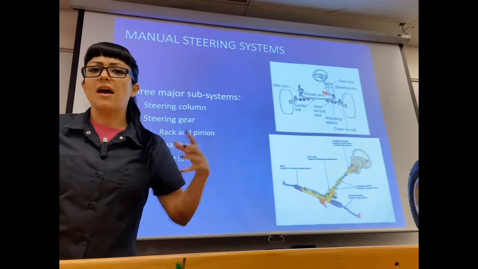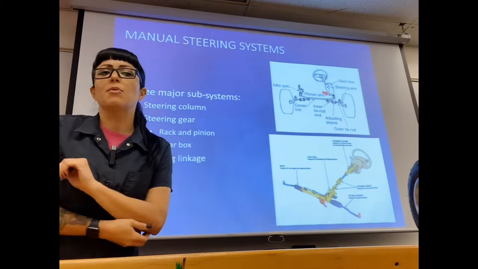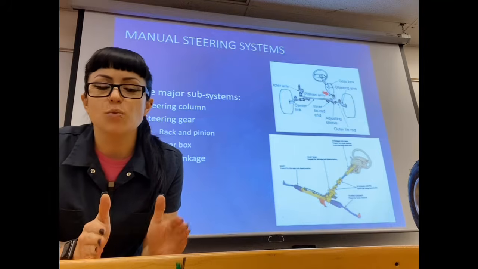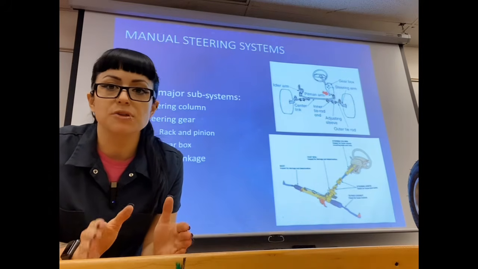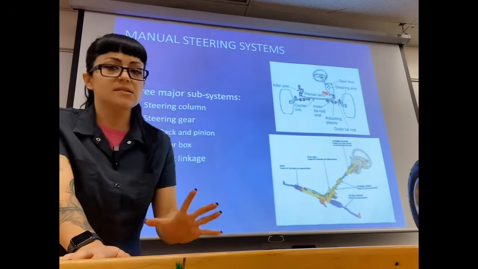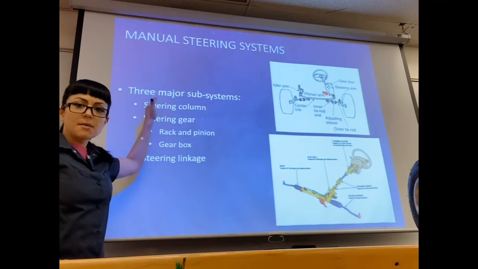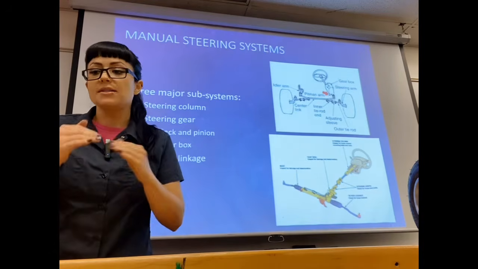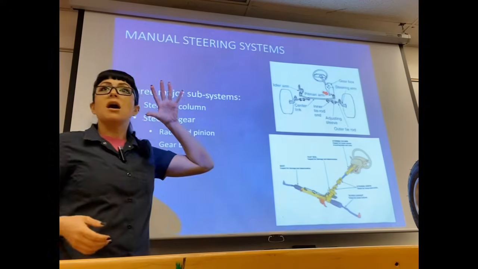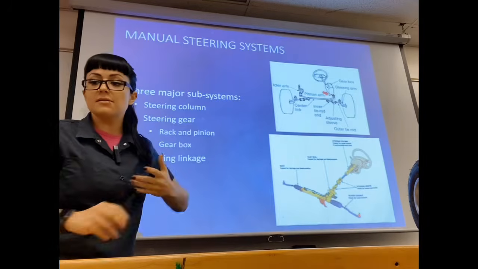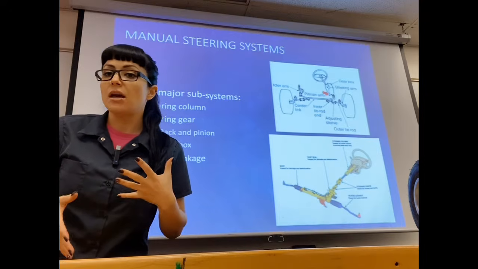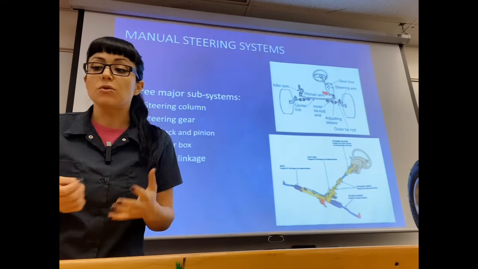Let's start at its basis. If we're talking the most basic steering system or vehicle that we could talk about, that would be a manual steering system, meaning you don't have power steering. We'll talk about those components later. If we're talking just a base steering system, we've got three major subsystems that are going to have components in them. The first one's going to be the steering column. So your steering column, meaning what's going to attach your steering wheel to the next component, which is our steering gear.